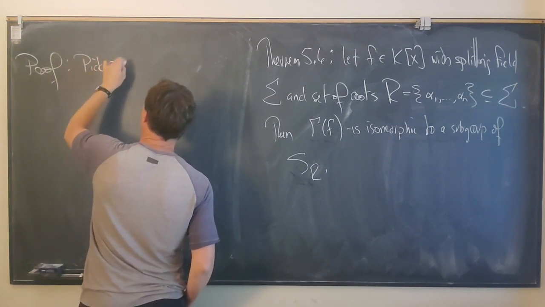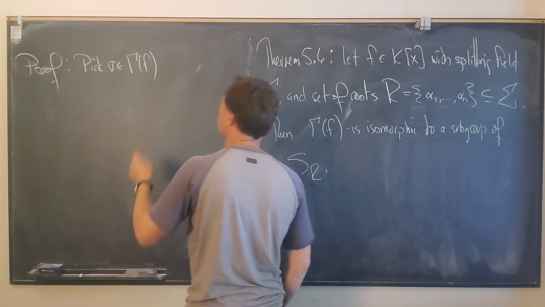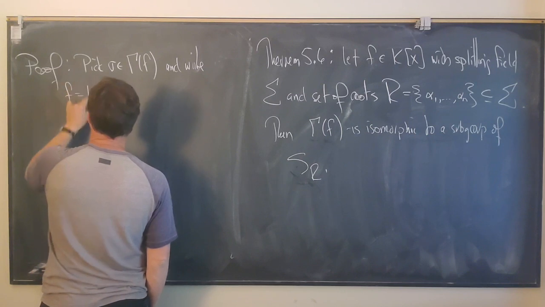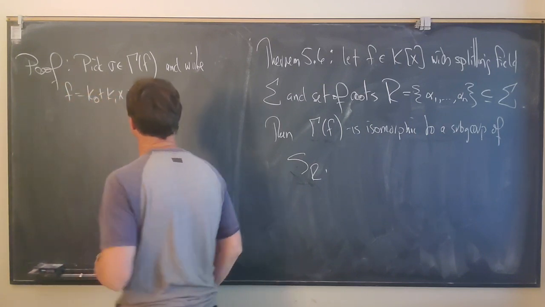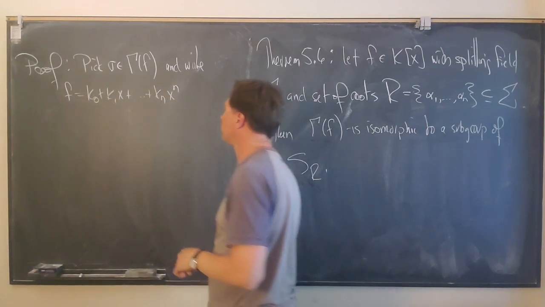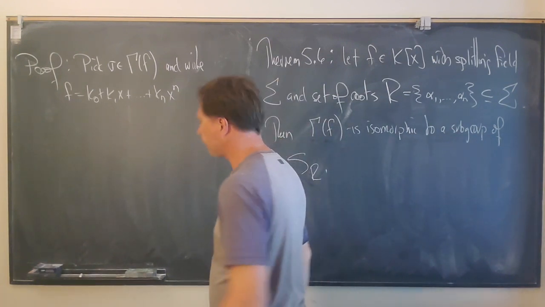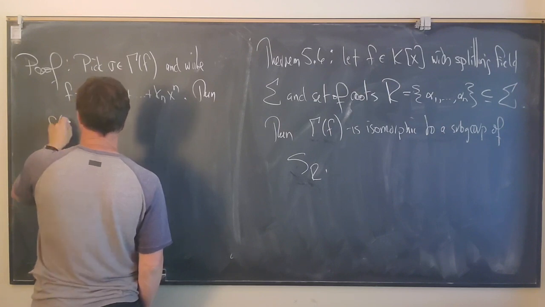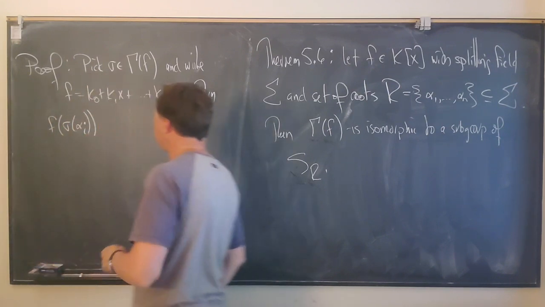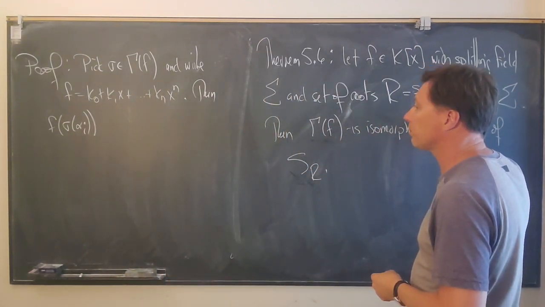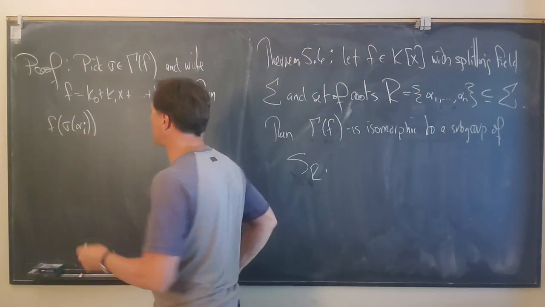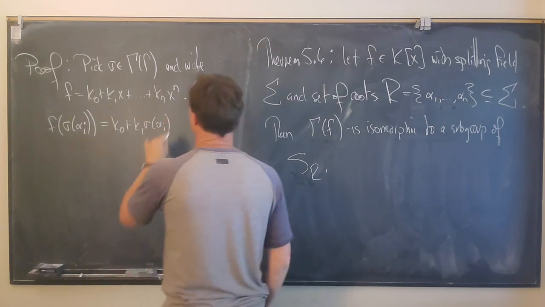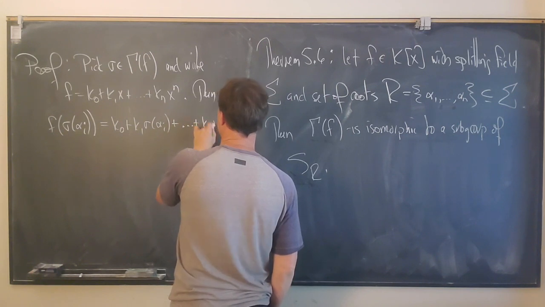So, okay, let's pick sigma in the Galois group, and I want to write this polynomial out. So let's write F equal to K0 plus K1x plus dot dot dot plus K sub n x to the n. Now if we look at F of sigma of alpha I, so I'm taking a root, plugging into sigma, and then plugging the result into F, let's see what happens. So this is going to be K0 plus K1 sigma of alpha I plus dot dot dot plus K sub n sigma of alpha to the n.